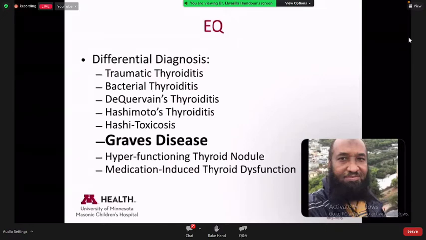So the differential diagnosis, you can now rule out things and you can say it's Graves' disease. It fits the picture of Graves' disease, in which the TSH receptor is highly stimulated by the presence of thyroid stimulating immunoglobulins. The gland is symmetrically large and the symptoms of hyperthyroidism are very evident in this case.